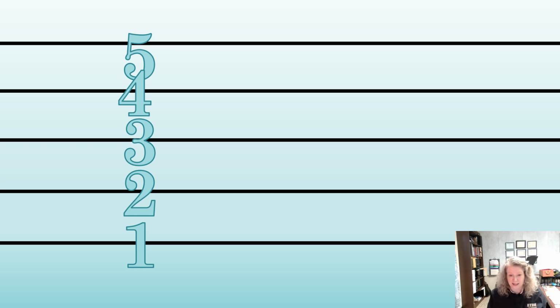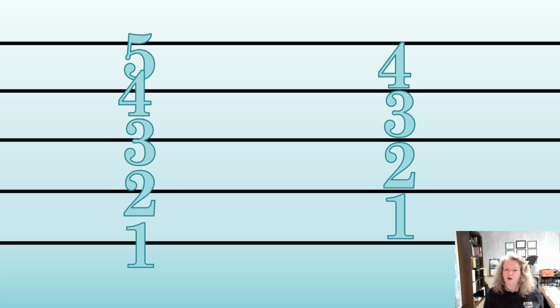Now let's count the spaces. 1, 2, 3, 4. Let's count the spaces going down. 4, 3, 2, 1. With the floor staff, you can have races where children place their note head or their object in this line or space that you call as quickly as possible. They love doing that, and it's fun.